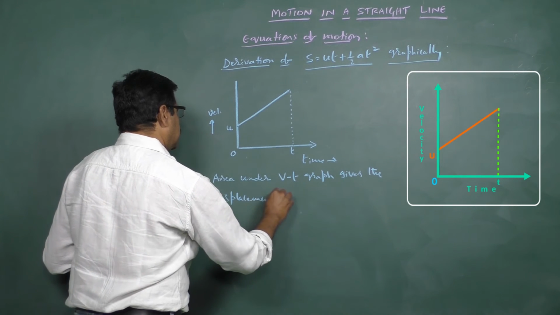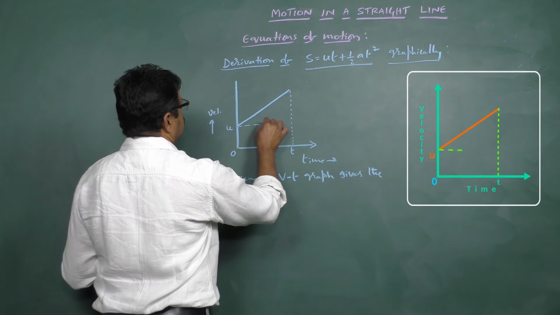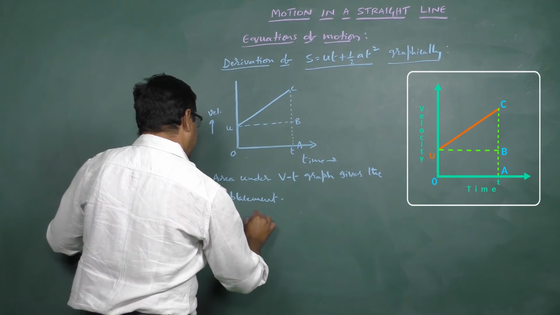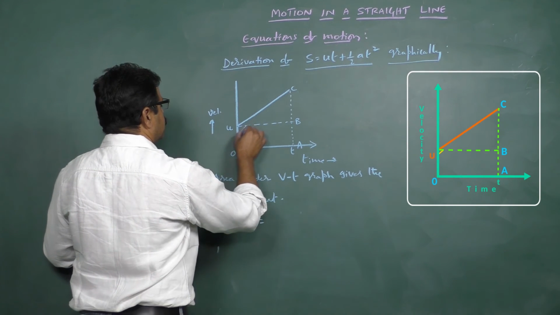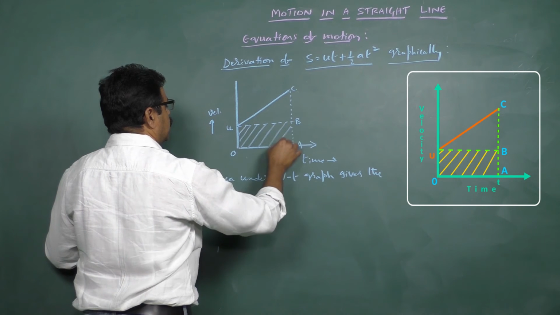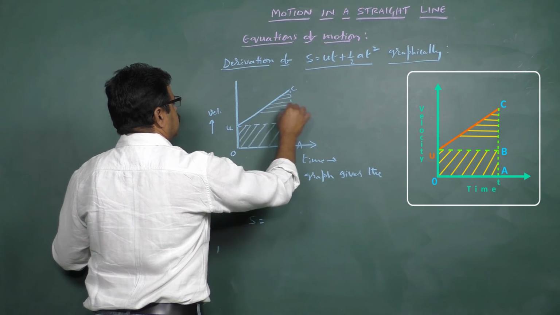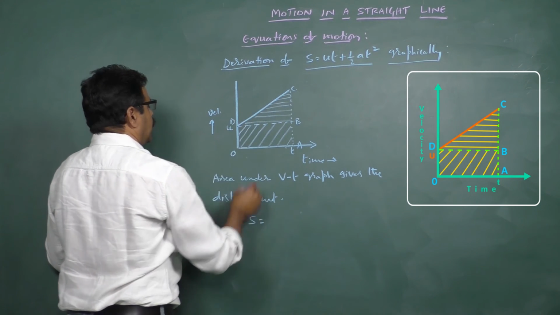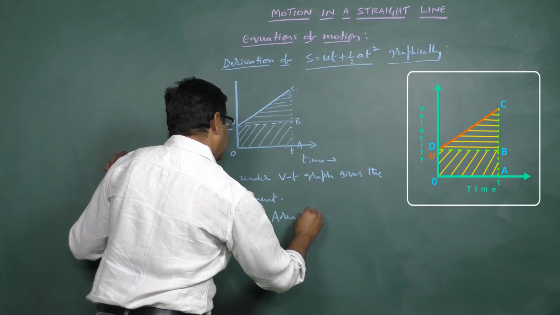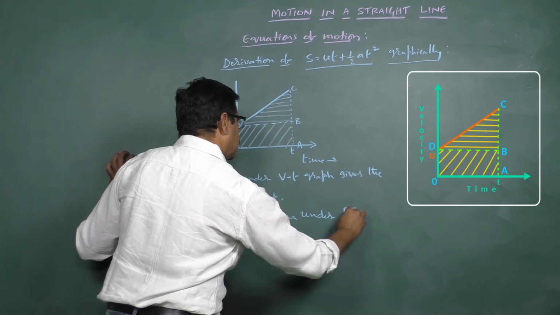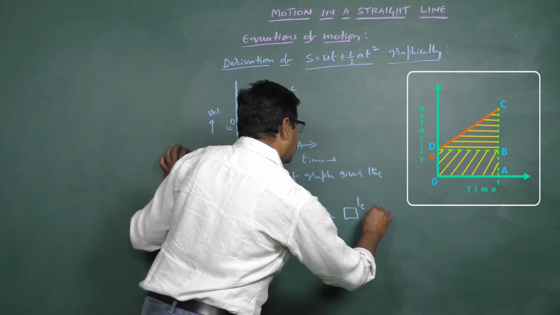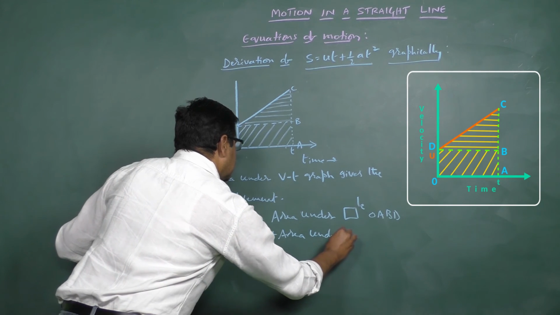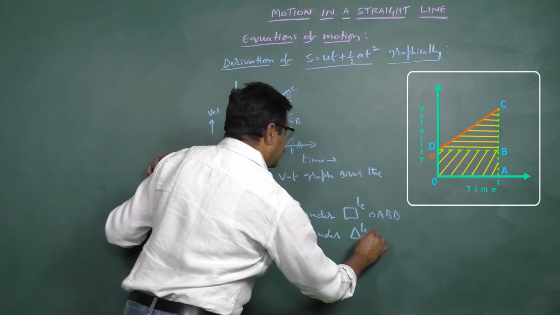So here the area under the graph can be calculated as, if I name the points O, A, B, C, then the area under the graph can be taken as the area under this rectangle, and this is the area under the triangle; together you have the trapezium O, A, B, C, D. So I can write here area under rectangle OABD plus area under triangle DBC.